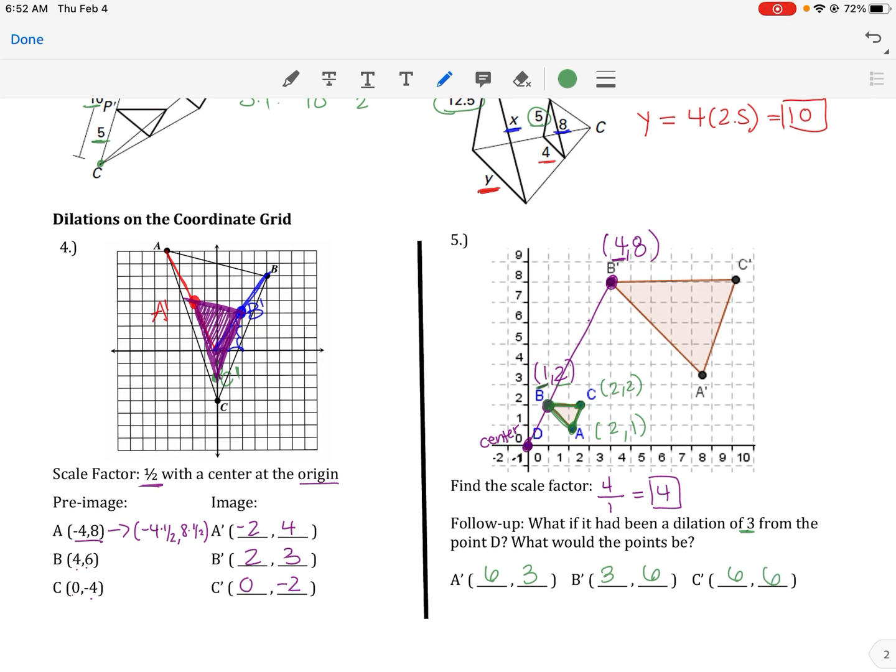And you could go ahead and draw that in, but I think it's just good for us to see that if it's a dilation of 3, it will be a little bit closer to the origin, to our center, but it's going to be slightly smaller as well.